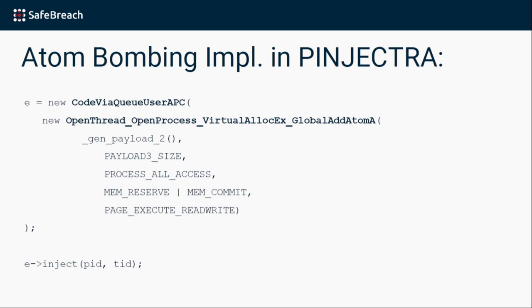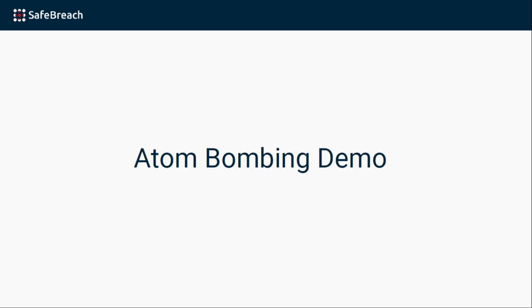Okay, and last but not least, let's talk about the atom bombing technique and how it's implemented, again, within Pinjectra. As you can see, QueueUserAPC is used as the code execution technique, and then the sequence of OpenThread, OpenProcess, VirtualAllocEx, and GlobalAddAtomA are the actual writing sequence. And again, you can see you can control the different parameters, and you can control the function that retrieves the payload. And having said that, let's see how it looks on our platform.